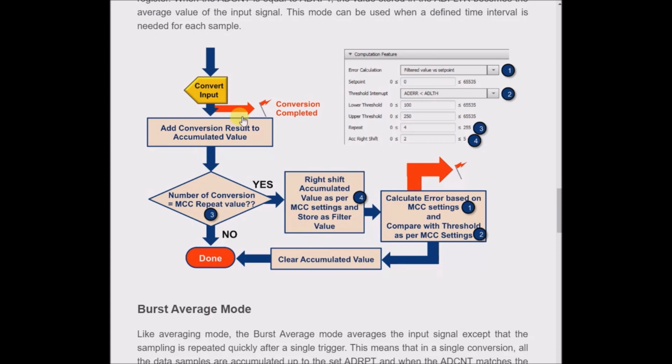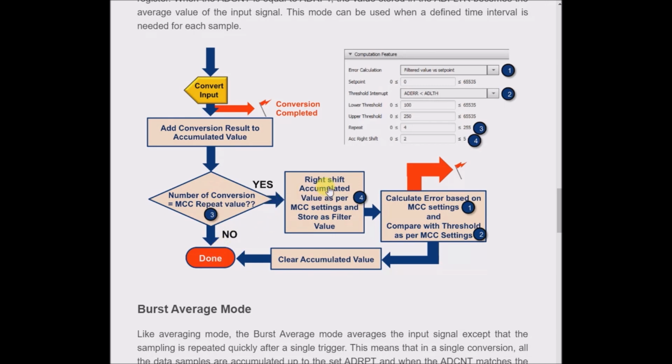Convert input. Add conversion result to accumulated value. Number of conversions equal MCC repeat value? Question. If yes, go this way. If no, go this way. If no, then it's done.